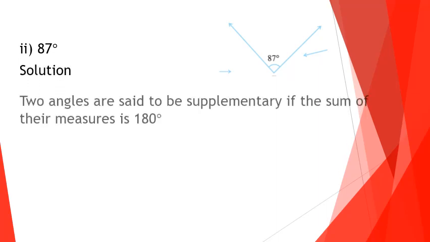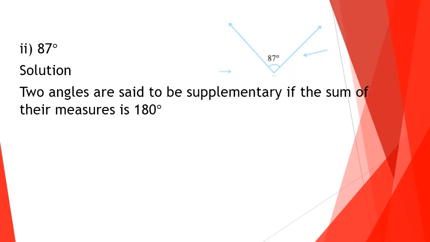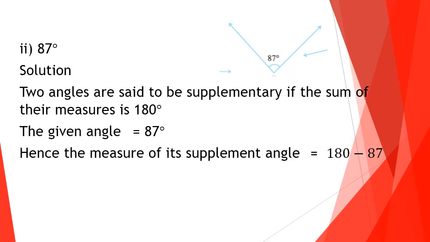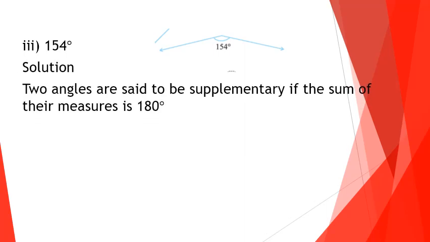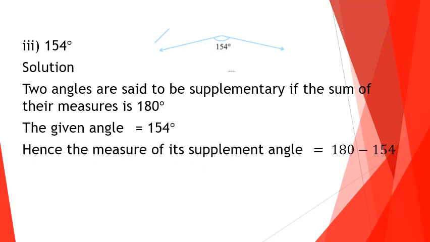Second question, given angle is 87. So as usual, you can write the definition of supplementary angle, then write down the measure of given angle, hence the measure of its supplement angle equal to 180 minus 87, that is equal to 93. Next question, given angle is 154 degree. The sum of measures of two supplementary angles is 180 degree. So the measure of supplement angle equal to 180 minus 154 equal to 26.